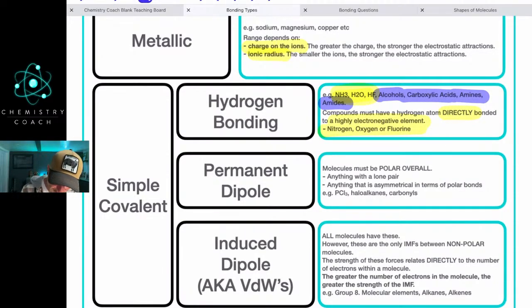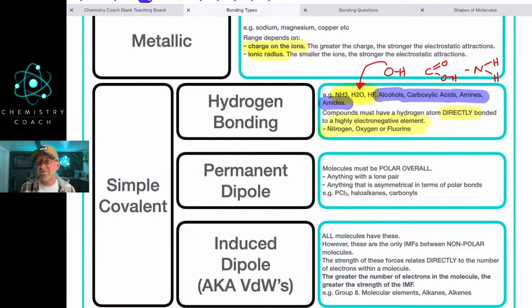But alcohols, of course, contain an OH. Carboxylic acids also contain an OH. And amines, that's an NH2 on the end of a molecule there. So when it comes to organic chemistry, those are the three if you're in year 12, but amides as well in year 13, that you need to say have hydrogen bonding between the molecules. And that also makes them more soluble in water.